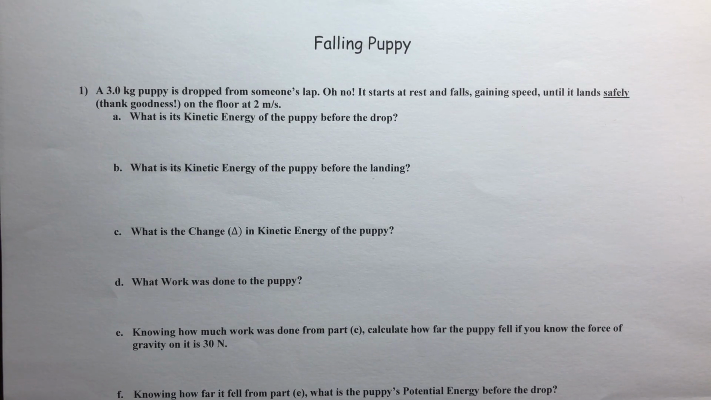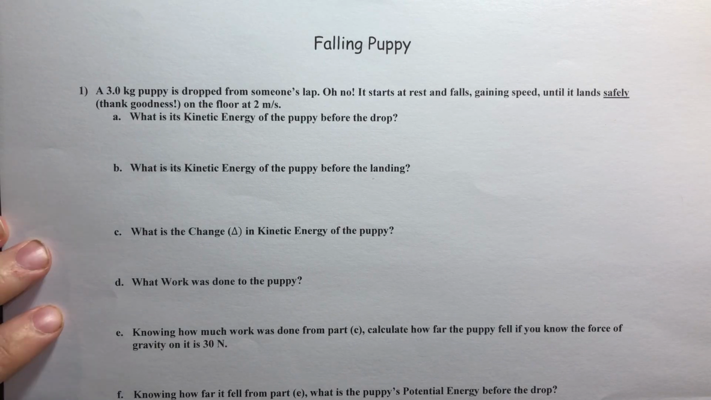But first of all, we have a 3-kilogram puppy. It's dropped from someone's lap. It starts at rest, falls, gaining speed until it lands safely on the floor at 2 meters per second. So we know final velocity, we know initial velocity is 0, and it lands on the floor. So we don't know how far it went, we don't know how long it took, anything like that, but first the one thing we want to find out is kinetic energy before the drop.